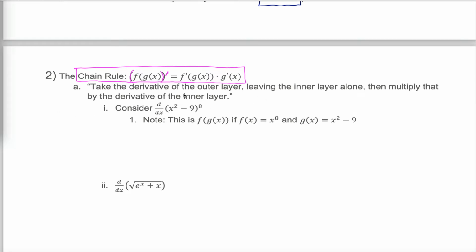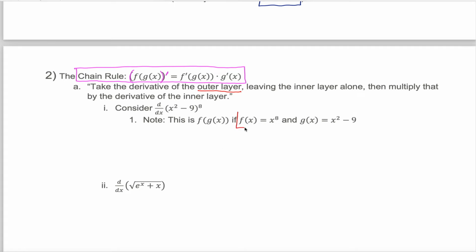What we do is we take the derivative of the outer layer, I'll make that more clear as we go, leaving the inner layer completely alone. Here's the derivative of the outer layer, here's the inner layer being left completely alone. But then you're not done, you have to multiply that by the derivative of the inner layer. Here's the derivative of the inner layer. That's a lot of talking. Let me show you an example.